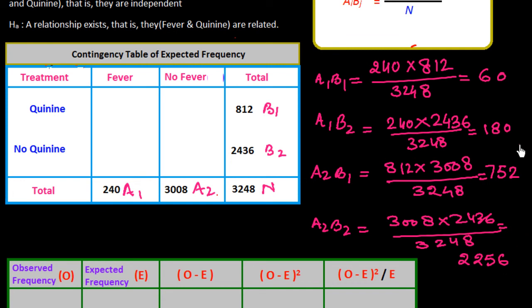Now if we have to check, we could add these all, and it should be equal to 3248. If we add these all, we get the same; the summation is 3248. So now we put down these values in appropriate places. Here we put down 60 for A1 B1, and for A1 B2 we get 180. Here we put down 752, and here 2256. Okay, so we have got the expected frequency with the help of the contingency table.